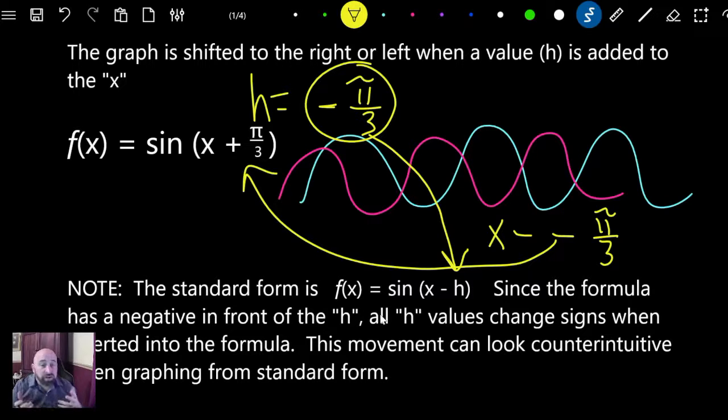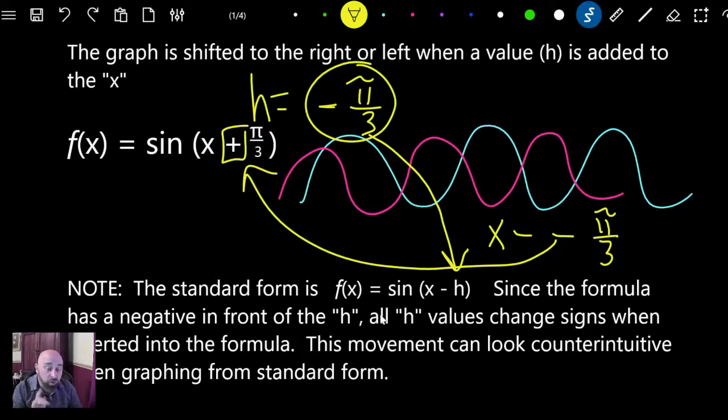Okay, so that's very important to remember, and that's something that should be an Algebra 2 concept. You should have gotten that there when we dealt with parabolas. If you didn't, then make sure you get it here, because the negative in this formula makes the negative h turn positive.